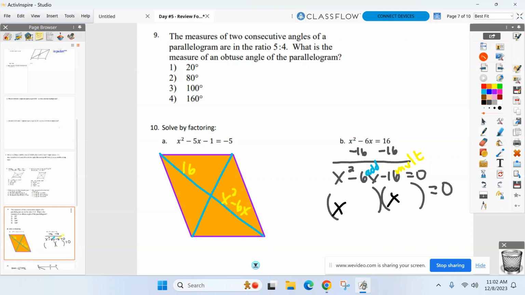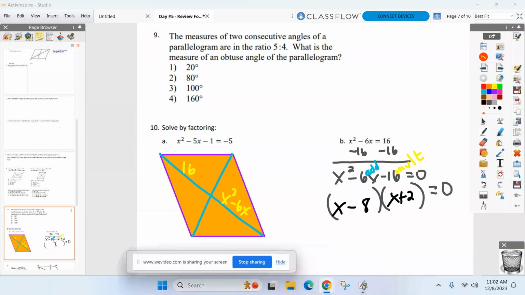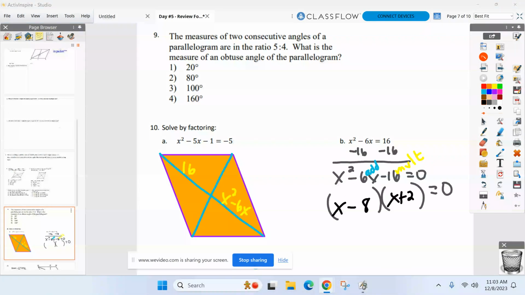Signs up? Negative 8 and positive 2. These are just your factors, not your answers, though. You need to take that extra step and say, hey, x minus 8 equals 0, and x plus 2 equals 0. Take that extra step. And now I have 2 answers, x equals 8, and x equals negative 2.